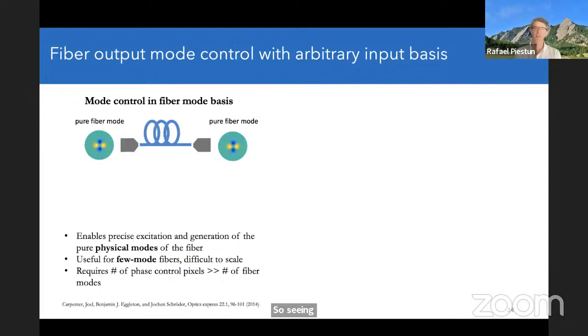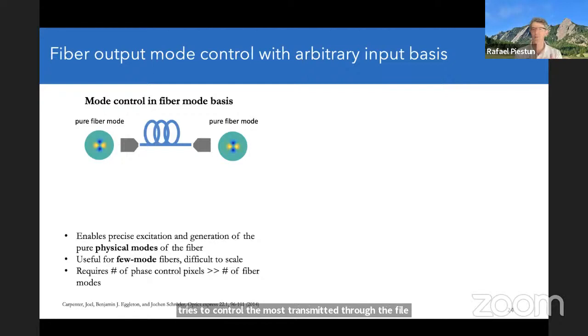I think I have time for this. Another interesting thing that we observe, a more theoretical aspect, is that if we can control the modes that are transmitted through the fiber, then we can improve the robustness to perturbations. And so here what we try is to control the modes transmitted through the fiber.